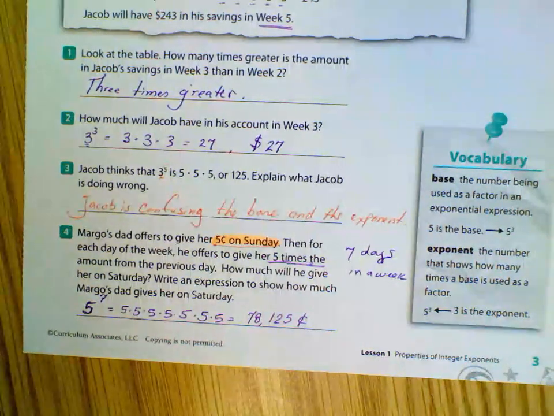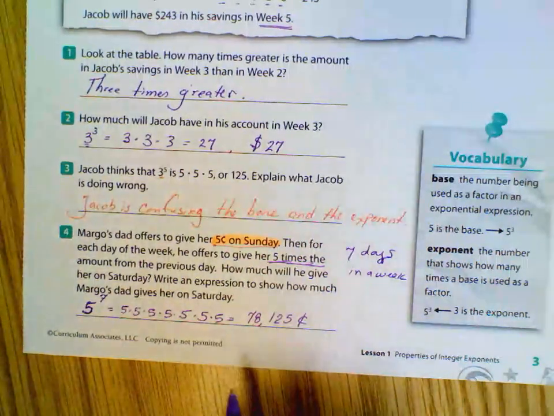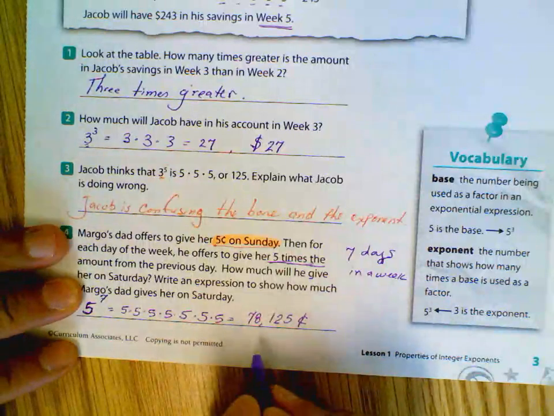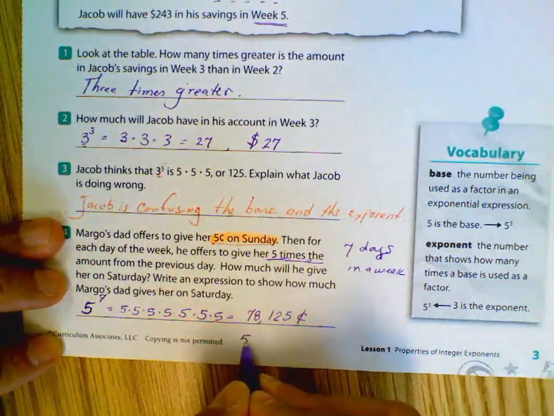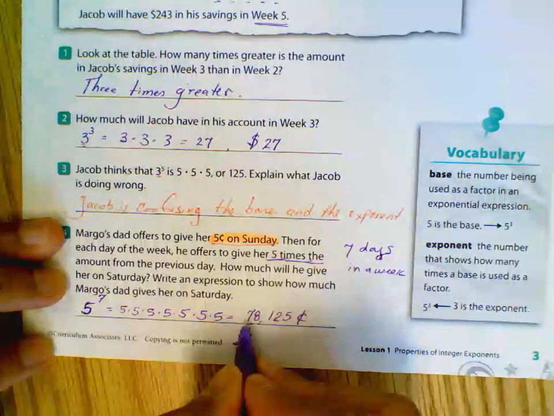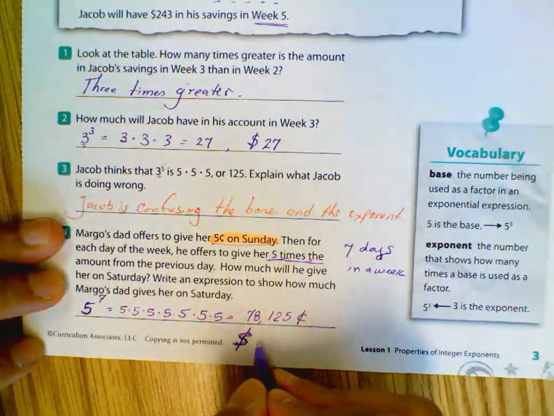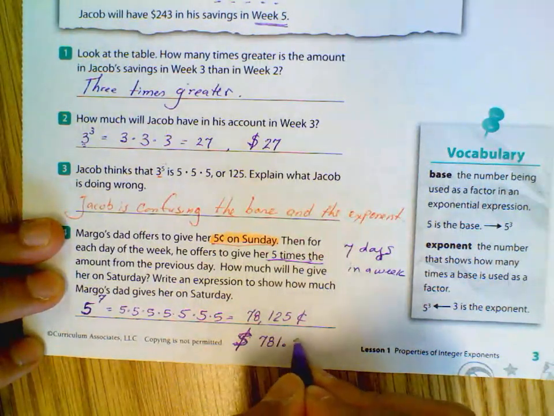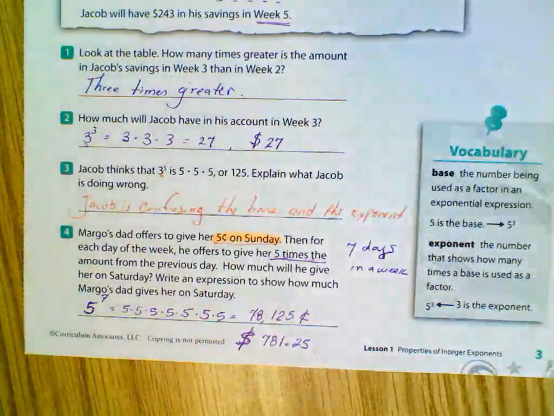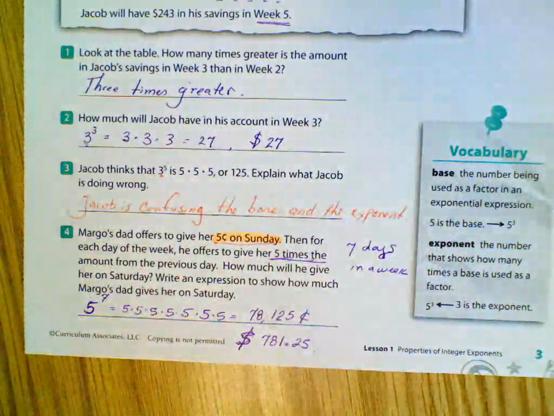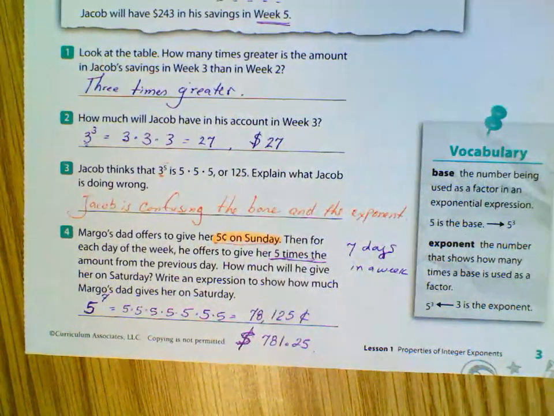Now we need to know how many dollars that is. So those are cents. And remember that $1 is 100 cents. So in this case, this is the dollar amount, 78,125 will be equal to 781.25. Okay? So that's what we are doing with those problems, with those examples, to solve it.